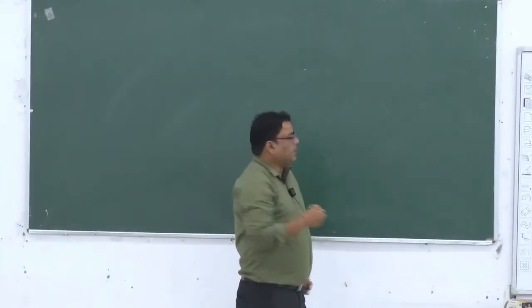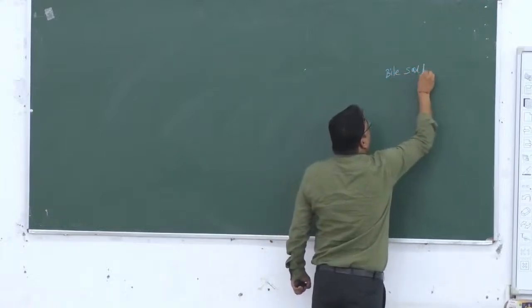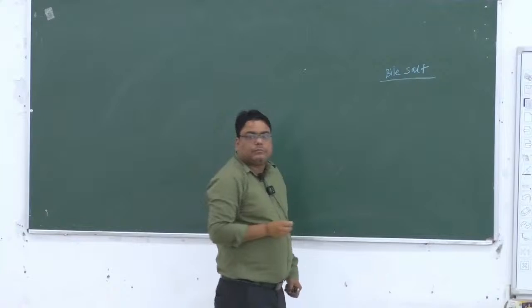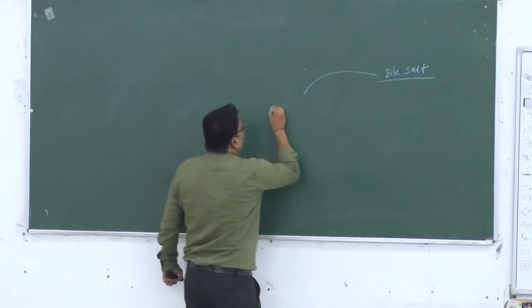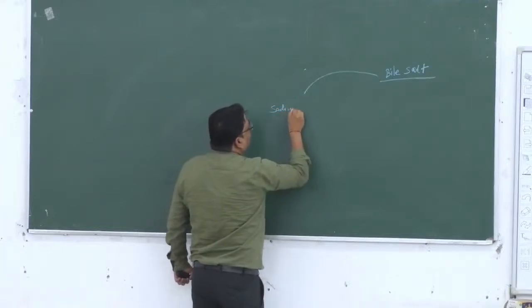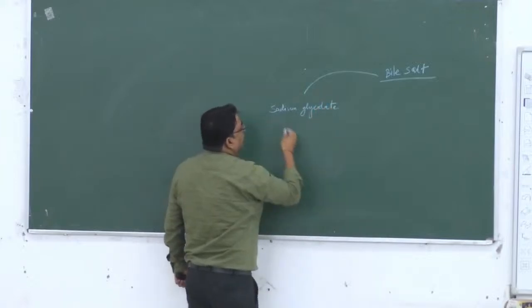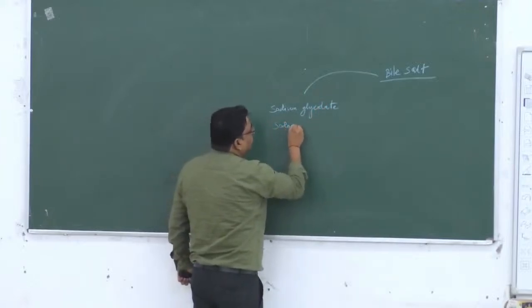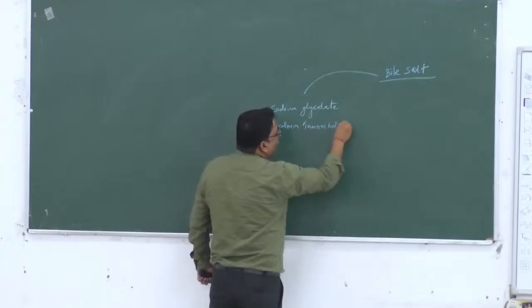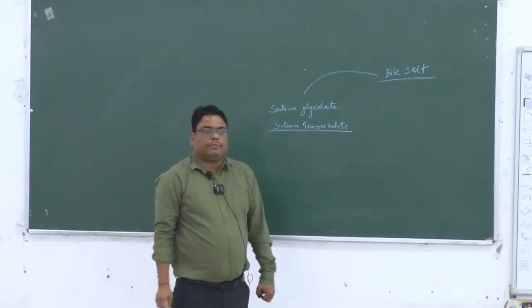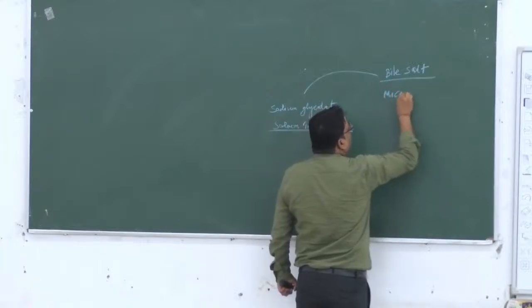Firstly, you should understand the terms, majorly of bile salts. Okay, these bile salts, sodium glycocholate, taurocholate. There is another term called micelle.